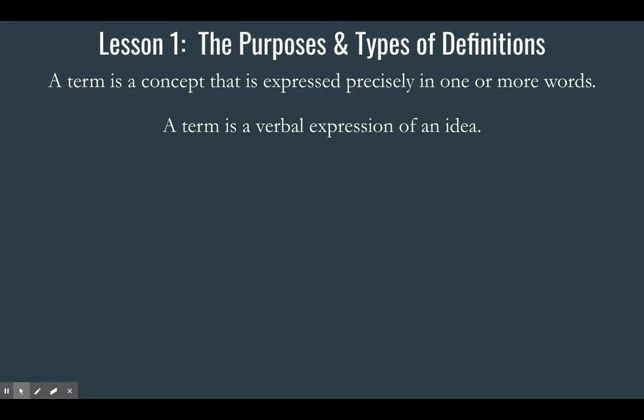A term, to put it another way, is a verbal expression of an idea. Me calling this a phone doesn't make it a phone. I'm simply pointing out what it is. This is a phone. I am not creating it. I'm expressing the idea of a phone.